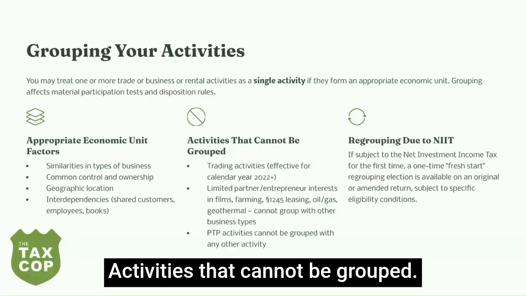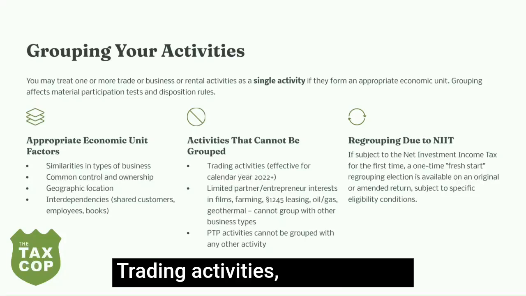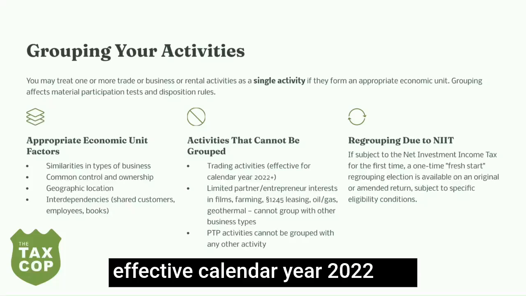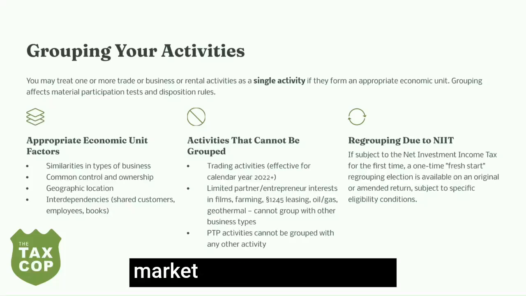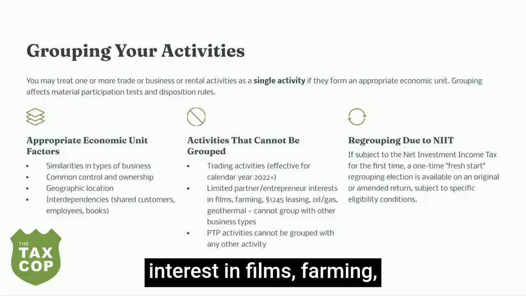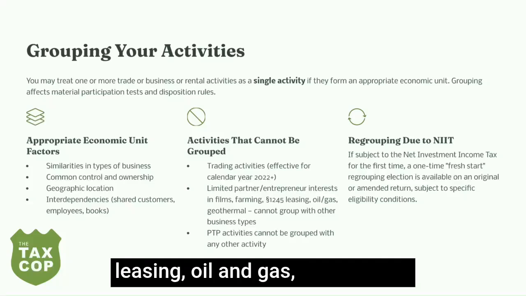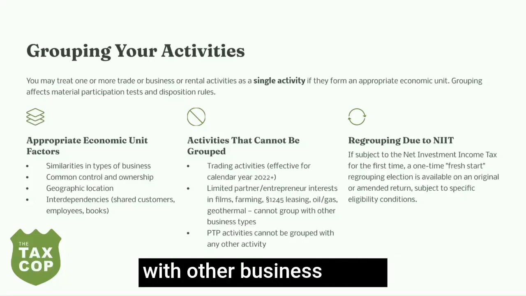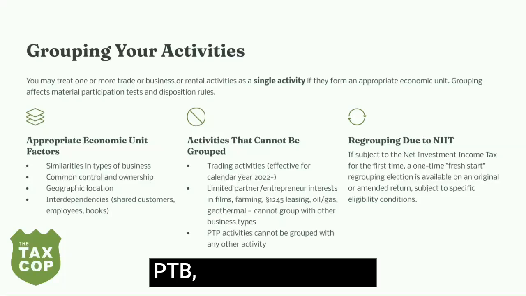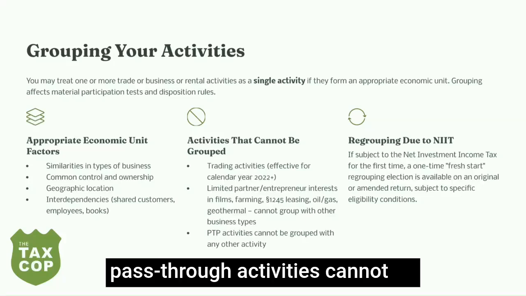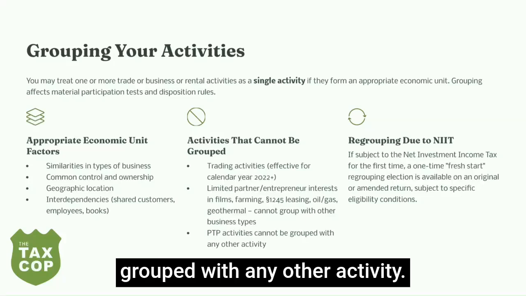Activities that cannot be grouped. Trading activities, and this is effective for calendar year 2022 and forward. So that's in the stock market, you out here trading. Limited partner entrepreneur interest in films, farming, leasing, oil and gas, geothermal. They can't be grouped with other business types. They got to be their own separate business, okay? PTP activities, publicly traded partnership activities, cannot be grouped with any other activity.